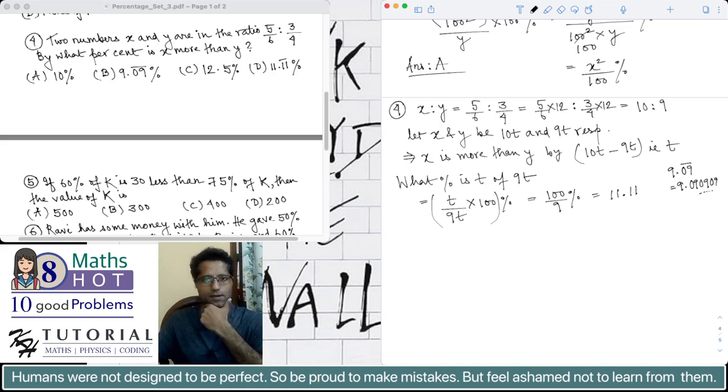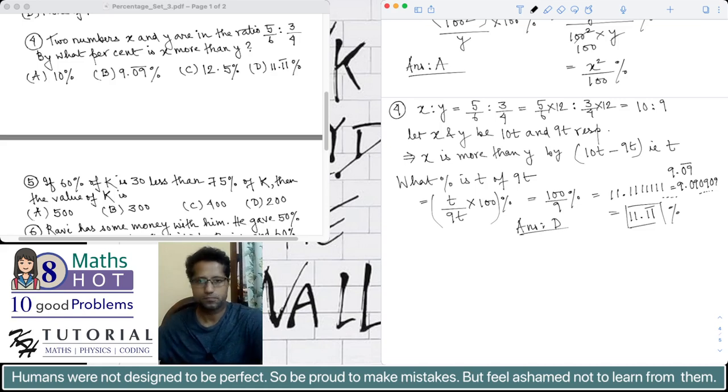Anyway, if you divide 100 by 9, the value will be 11.11, with 1 repeating forever. To indicate that 1 is repeated forever after the decimal point, we put a bar on top of 1. So this much percentage is the answer, and hence the correct choice is D.